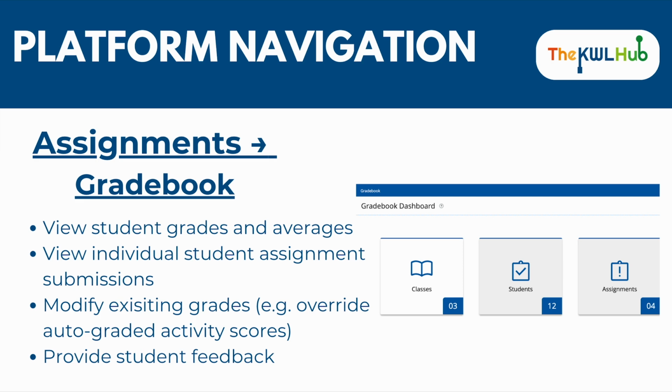Moving on to the Gradebook section of your account, here you can view student grades and averages, view individual student assignment submissions, modify existing grades, for example, overriding auto-graded activity scores, and provide student feedback. For more information, see our tutorial on navigating the Gradebook.